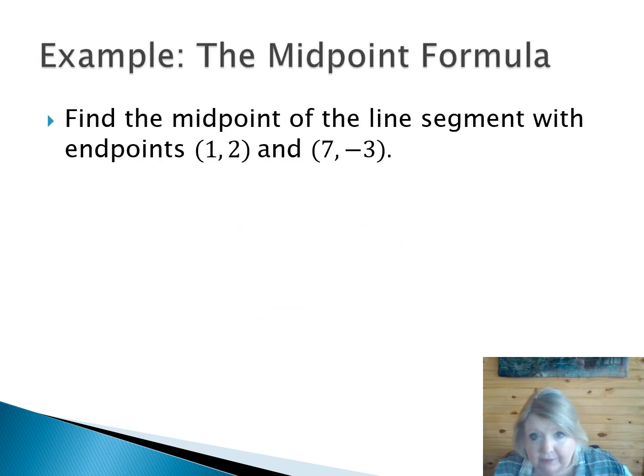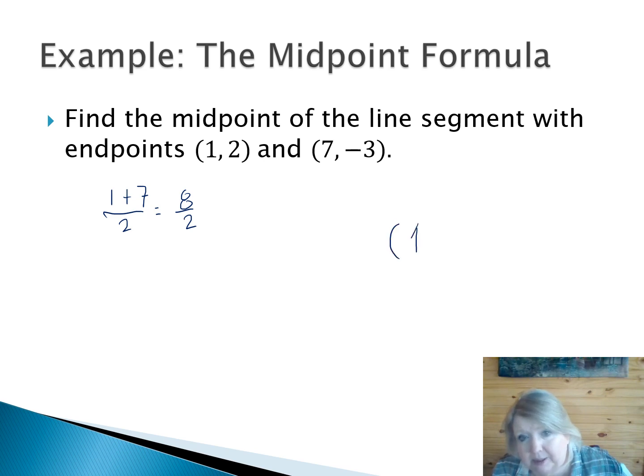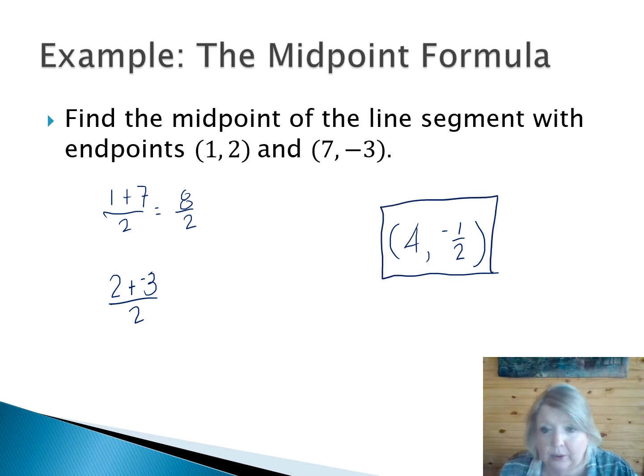A quick example of finding the midpoint of a line segment. Here are 2 points, and I want the midpoint of the line segment that would connect them. So I take my x's, I add them together and divide by 2, because that's how I find the average. So that's 8 over 2. The x value in my midpoint is going to be 4. Then for the y's, I take my 2 y values, 2 plus negative 3. I add them together and divide by 2. My y value is going to be negative 1/2. And my midpoint, therefore, is the point 4, negative 1/2.